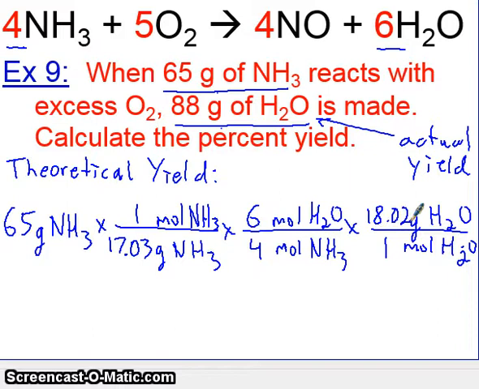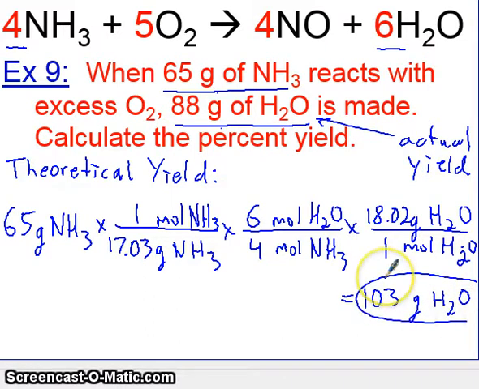Okay, let's go ahead and do this calculation. Go ahead and do it with me on a calculator. Make sure I do it right. 65 times 1 divided by 17.03 times 6 divided by 4 times 18.02. We get ourselves 103 grams of H2O. So notice this is bigger than 88 grams. 88 grams is our actual yield, and the actual yield should always be less than the theoretical. Theoretical is how much you predict from stoichiometry. That's the perfect amount.